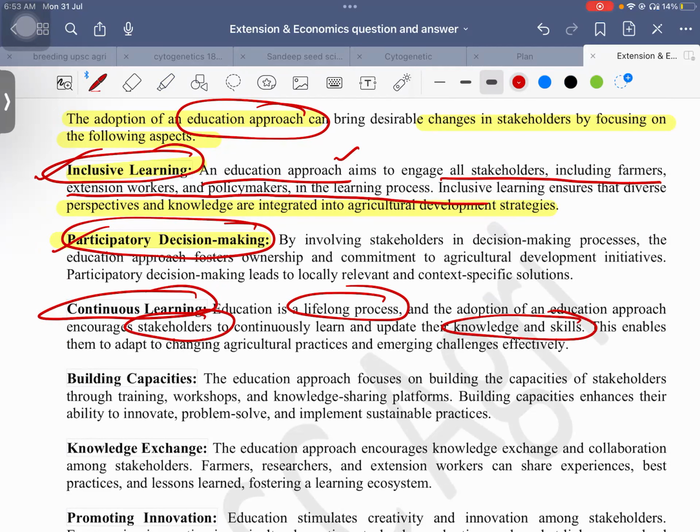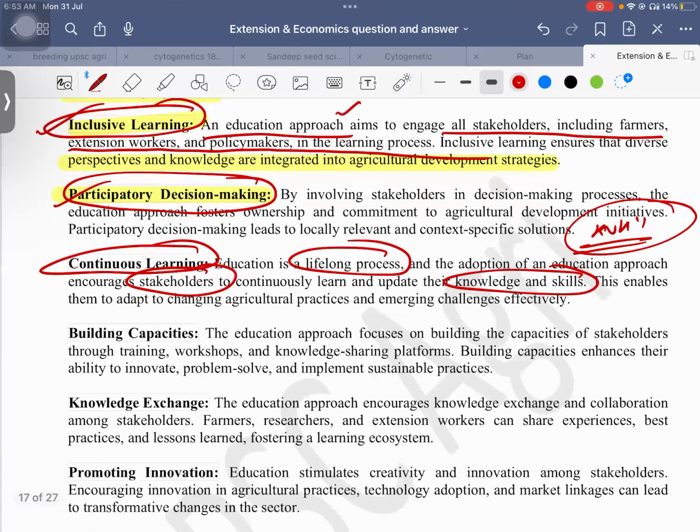Because you see what happens, for example, in KVK, they will be suggesting some pesticides, but farmers will be much ahead. They know the trending ones. So our government agencies sometimes are not keeping pace with the private sector or the needs.